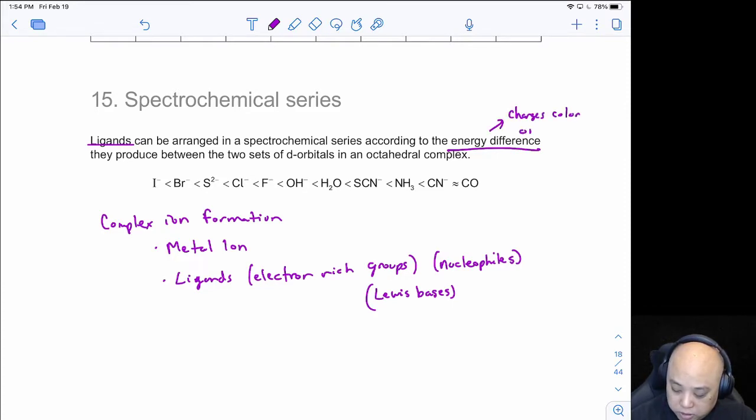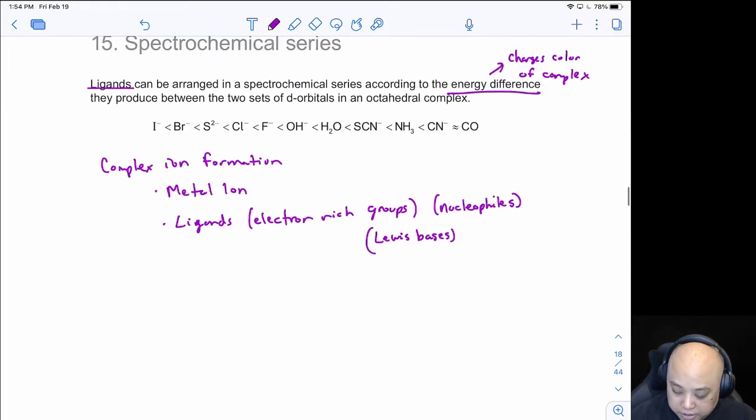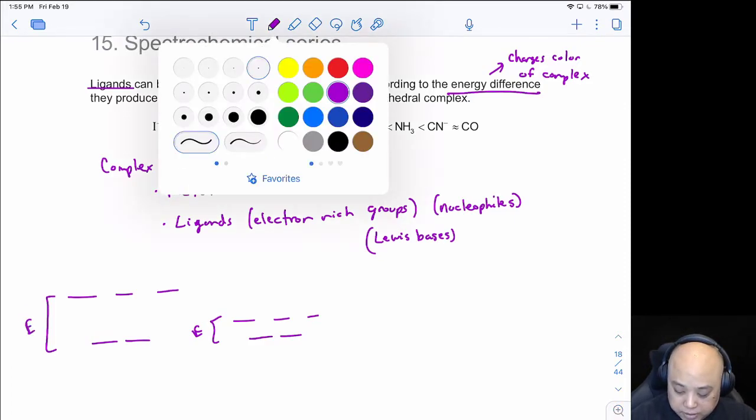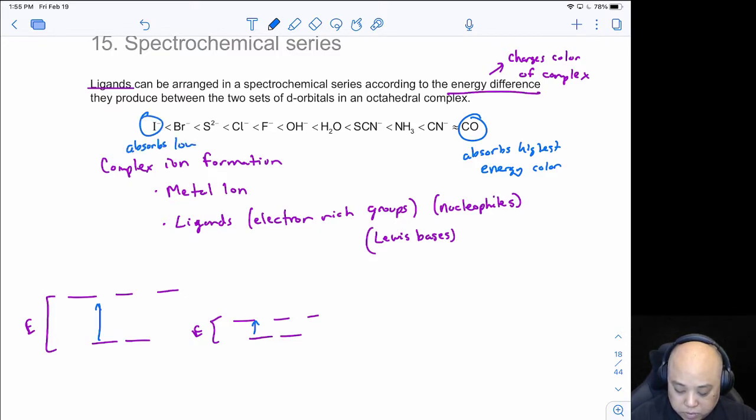But the idea with this is the energy difference changes the color of the complex, because what the ligand does, it changes the distance between the split D sublevel, and that difference is what causes the energy to be absorbed to be different, which means the light that's transmitted or not absorbed is a different wavelength and frequency and energy. So this is why the colors change with these complex ions. So the highest one absorbs highest energy color, and then this one absorbs lowest energy. And then you see the complementary color of that.